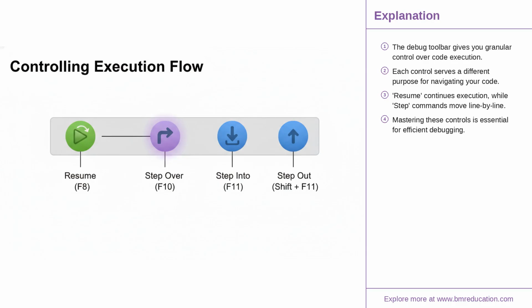Once paused at a breakpoint, the real power of the debugger is revealed. You now have a toolbar to control the flow of execution. The Resume button lets the code run freely until it hits another breakpoint. The Step Over button executes the current line and moves to the next. Step Into dives inside any function call on the current line. And Step Out finishes the current function and returns to where it was called. We'll explore each of these, starting with the most common, Step Over.